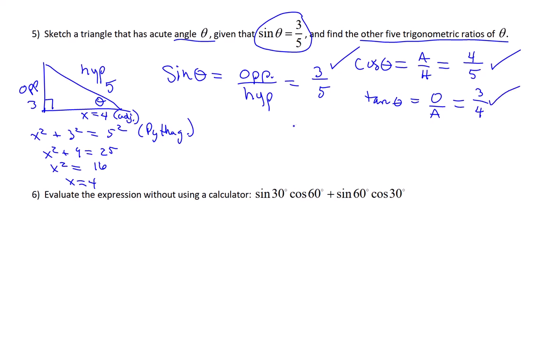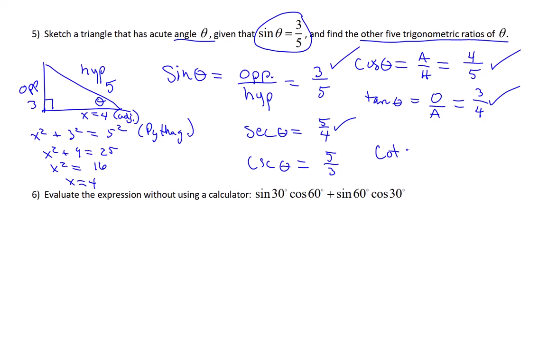And we could find the others as well. So let's see, secant theta, secant is 1 over cosine, so that would just be the reciprocal of cosine, so 5/4. Cosecant is 1 over sine, so sine is 3/5, which means the reciprocal would be 5/3 for cosecant, just using the reciprocal.